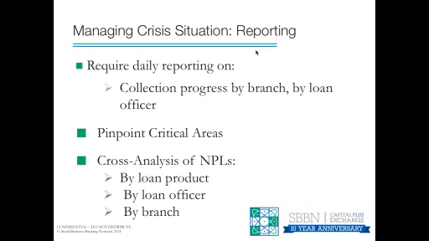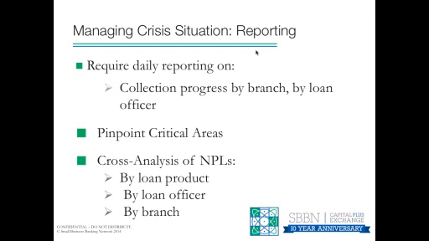Now, these are some of the reports that we would like to share with you. Collection progress by branch, by loan officer is very helpful. And when we are in a crisis situation, these reports should be pulled out every day. And then from the reports, we pinpoint some critical areas. And again, the cross-analysis of NPLs is important. If, for example, over time, we see that certain loan products are seeing alarming increases in the PAR, then maybe at that point, management may decide to suspend offering that particular loan product.